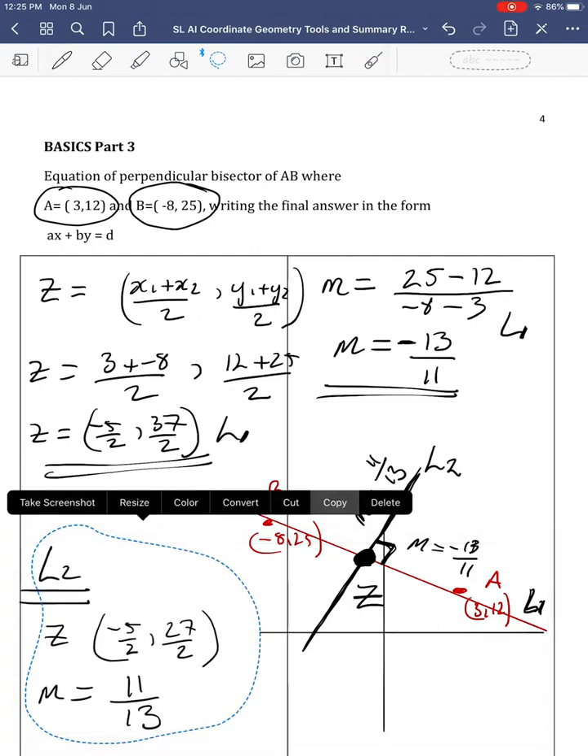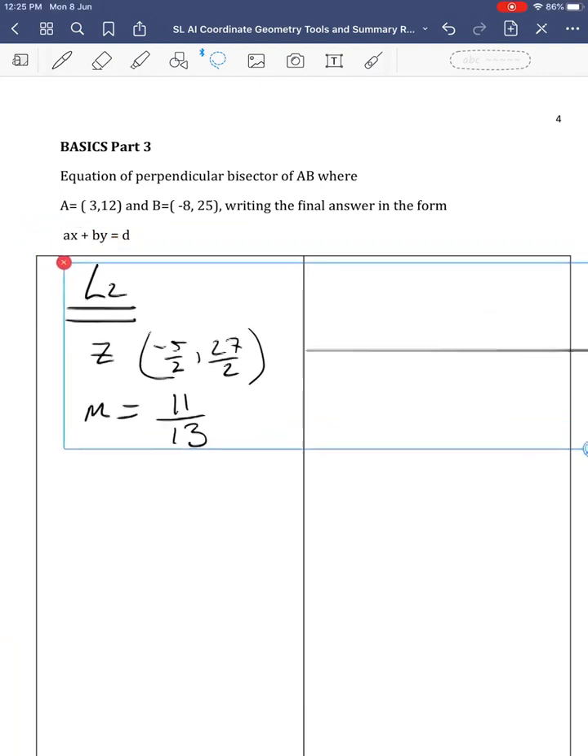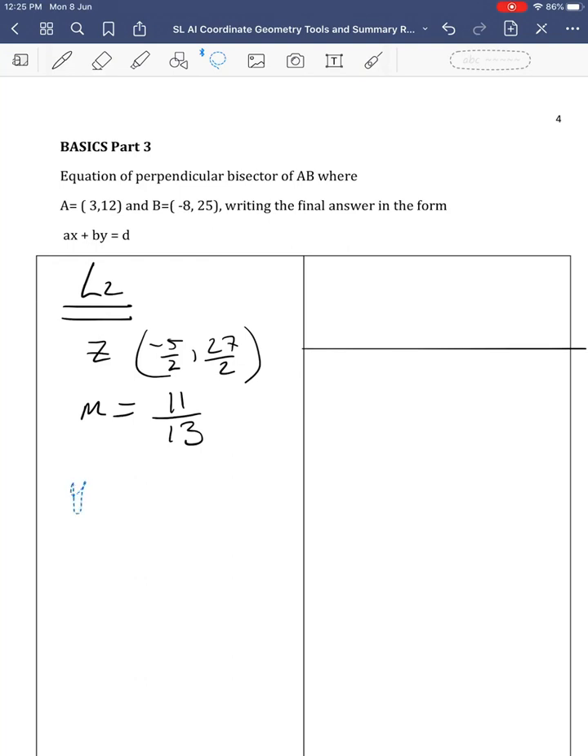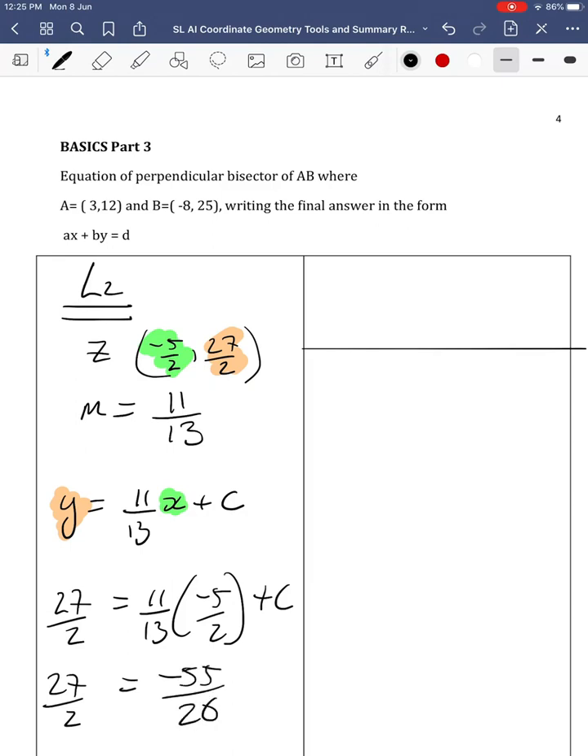I'll just copy it. Let's get another page on. Let's just paste it here. Okay, and let's give it a go. So y equals mx plus c. Substitute now for x in place of the x, and y in place of the y to find c. So 27 over 2 equals 11 over 13 times negative 5 over 2 plus c. 27 over 2 equals negative 55 over 26 plus c.